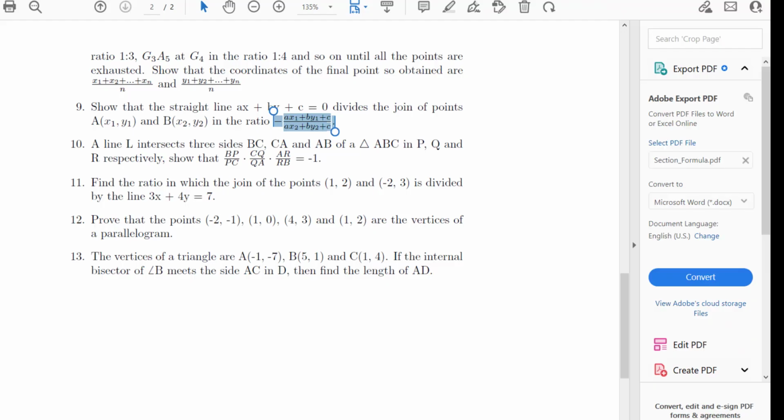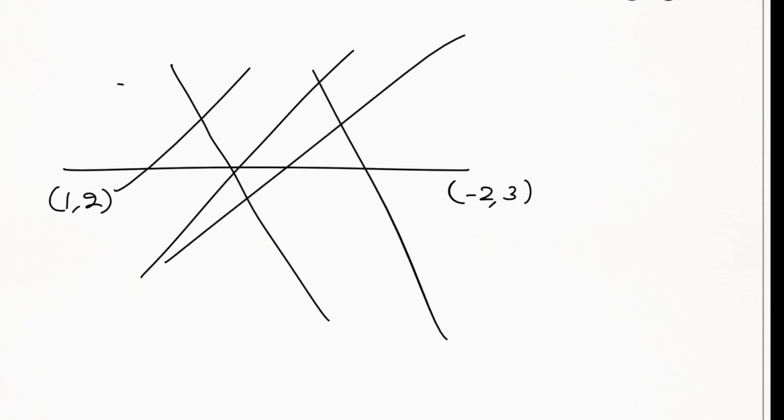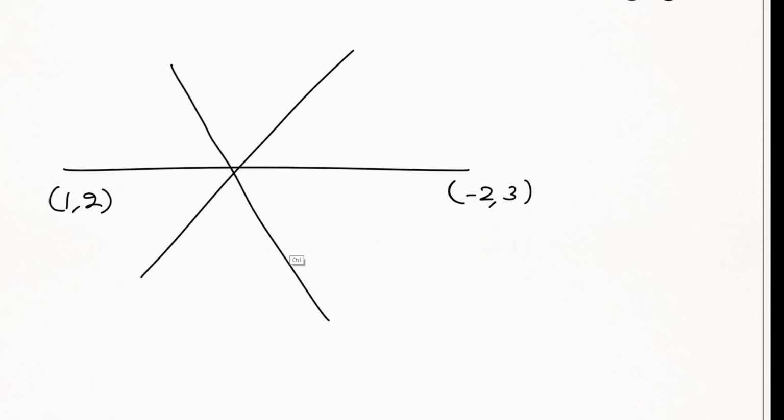So question number 11, it says 2 points are given. What are those 2 points? (1, 2), (-2, 3), and one equation of line. The line could be anywhere, we don't know, right? So let's just put one line.